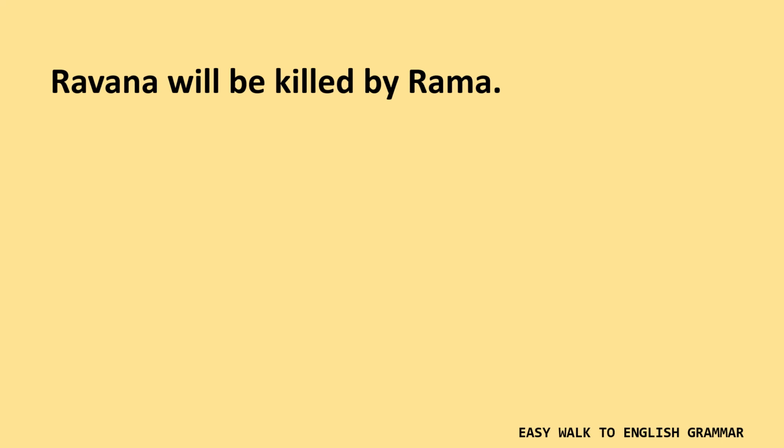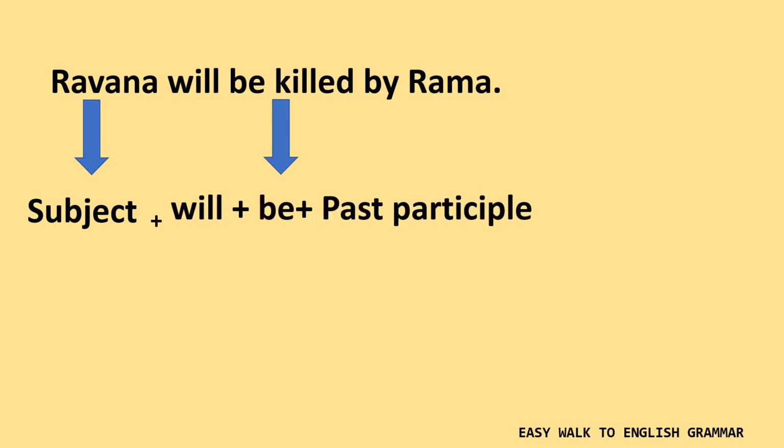So, what will we understand here? Ravana, the object of our previous active voice, has become the subject here, plus will. We used the modal auxiliary will in our previous active voice. We will use that particular modal auxiliary that we used in the active voice in the passive voice also. So will plus be, the second auxiliary.